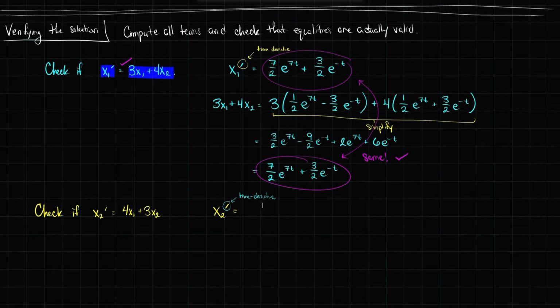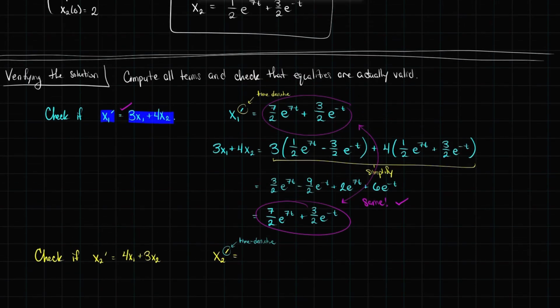And if I scroll up to wherever x2 is, there's x2, and take a time derivative of x2, that's going to give me 7/2 e to the 7t, and it's going to give me a negative 3/2 because of the negative sign coming from the chain rule on e to the minus t.